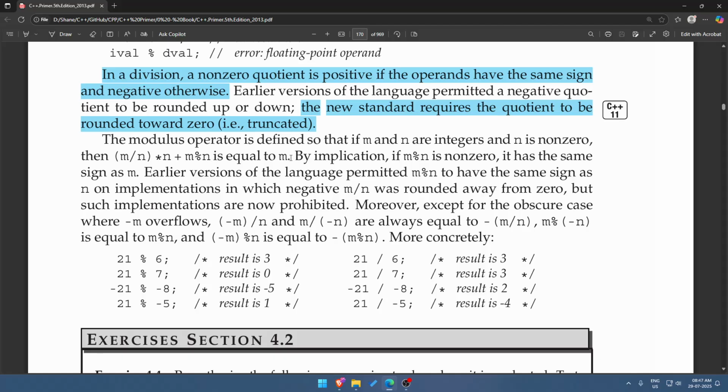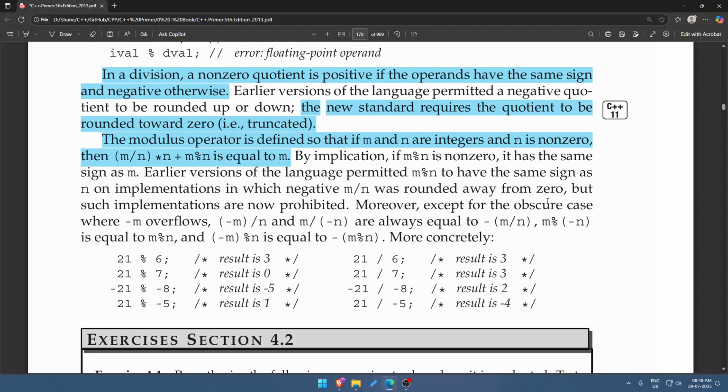Is equal to m. Okay, so we can find this. And this is negative of m divided by n times n. By implication, if m mod n is not 0, it has the same sign as m. Earlier versions of the language permitted m mod n to have the same sign as n, on implementations in which negative quotients were rounded away from 0, but such implementations are now prohibited.